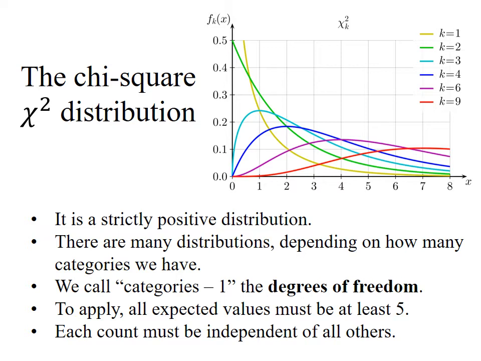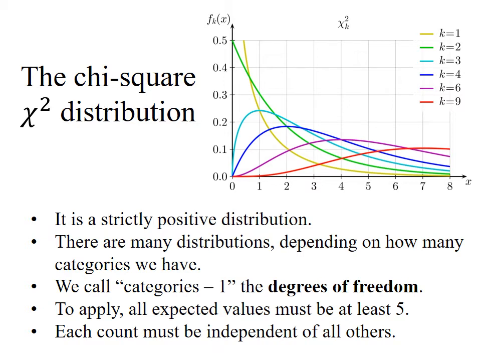First thing we need to know is that this is a strictly positive distribution. You can never get a negative number from this because expected values are always positive, and whenever you square anything, you get positive. So we're always adding up a bunch of positive numbers. So all of these chi-squared test statistics are positive numbers. That's different than the normal distribution, which can be positive or negative or zero.